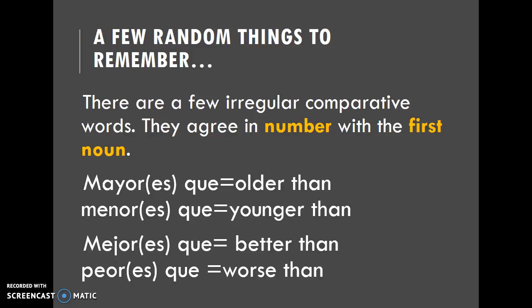Mayor que se dice older than. Menor que se dice younger than. Mejor que se dice better than. And peor que se dice worse than. All right, remember all of those have to agree with the first noun. Okay.